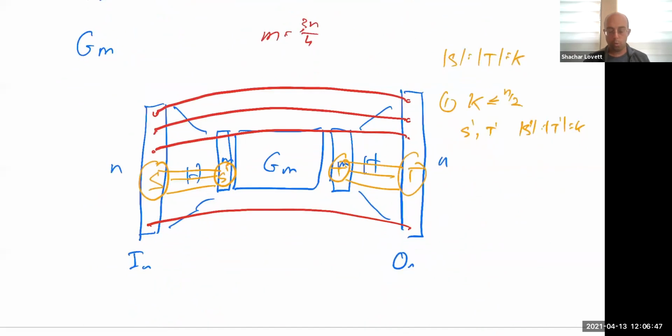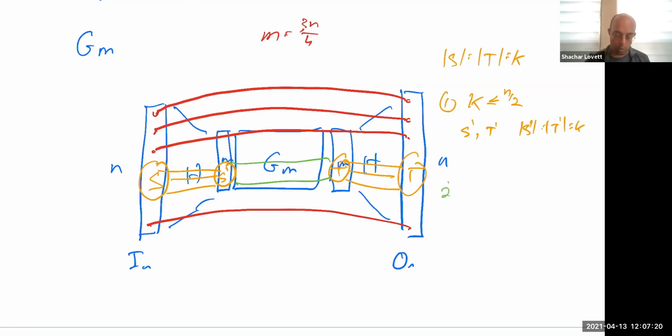So, believing that for a second, we're saying that if K is at most n/2, then there's actually a matching from this big side n to this smaller side. So let S prime be the image of this matching of S, and T prime be the image of the matching of T, and then recursively we can connect them through G_M. So this was part 1. Notice here we didn't use this red matching at all.